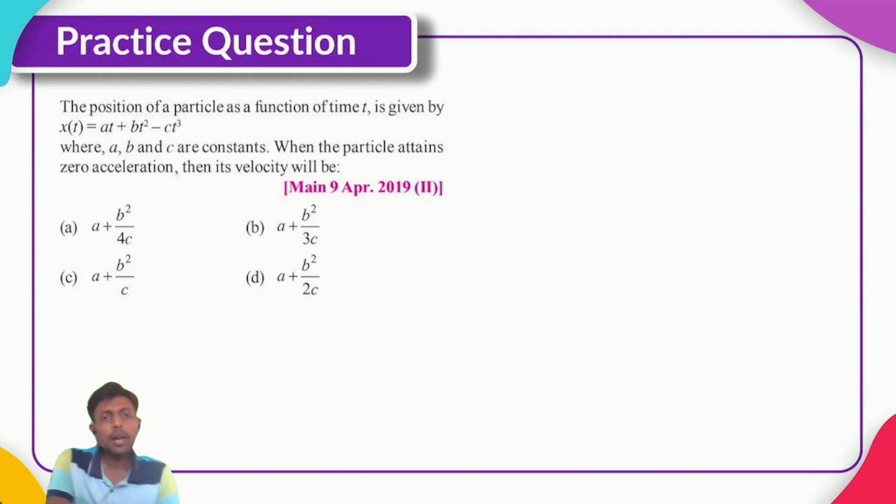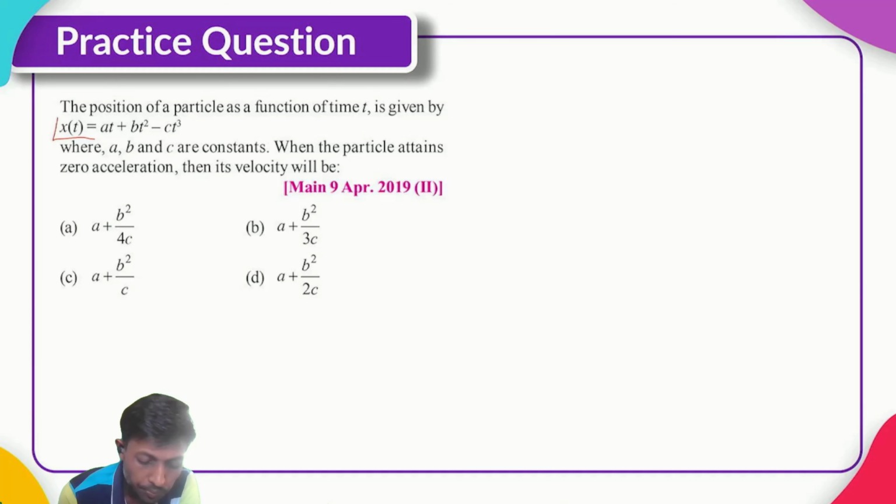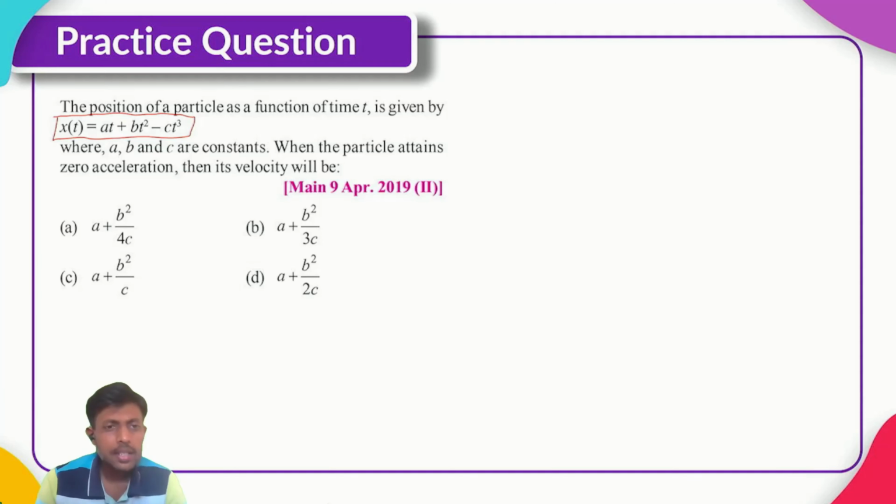The position of a particle as a function of time has been given to us. It's this. A, B, and C are constants. When the particle attains zero acceleration, then its velocity will be. So they're asking when acceleration is zero, or the magnitude of acceleration is zero, what is the value of velocity? This is what we have to find out.